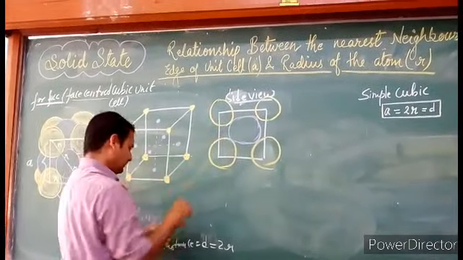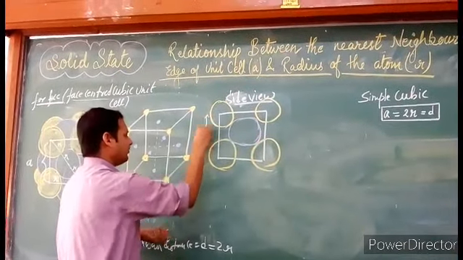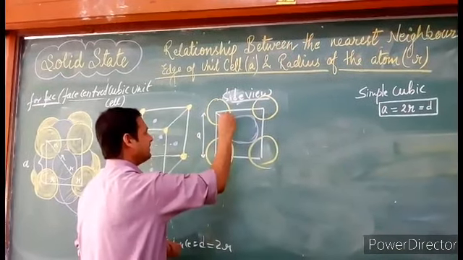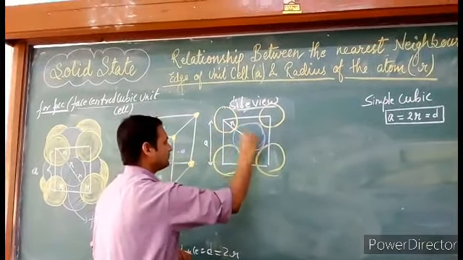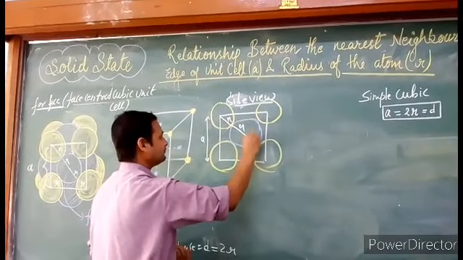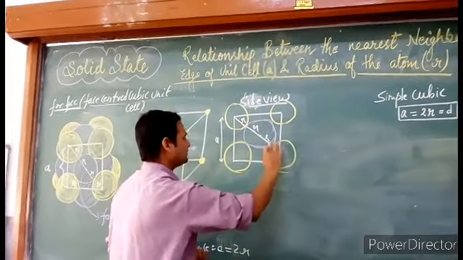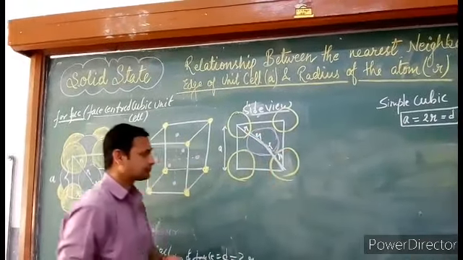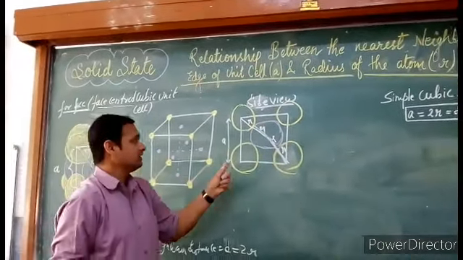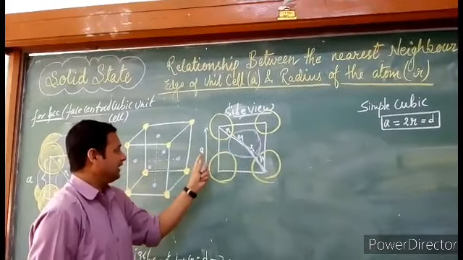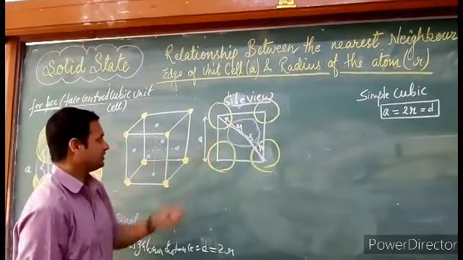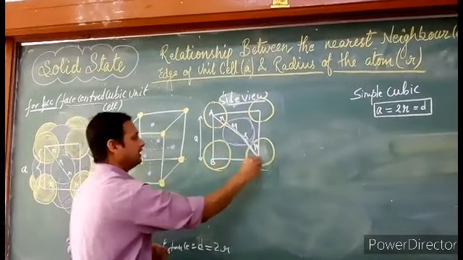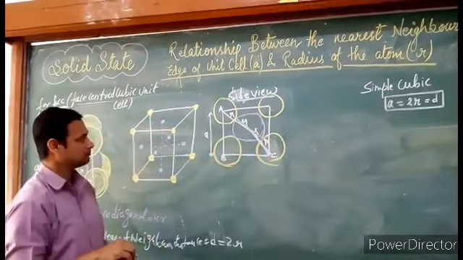This whole distance from here to here, we are taking it as A. This distance is R, this is R and R, 2R, and this is R. So now we are going to establish the relationship between A and R. For this, let's take this point as A, this point as B, and this point as C.